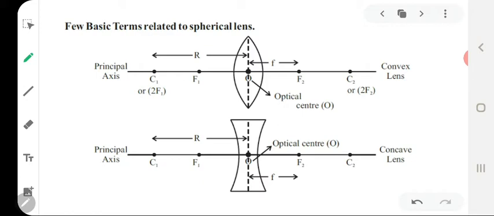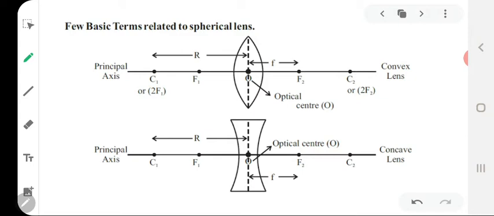Now, principal axis. The imaginary straight line joining the two centers of curvature is called the principal axis of a lens. Principal axis also passes through the optical center. Now, in the figure, C1 C2 is the principal axis.